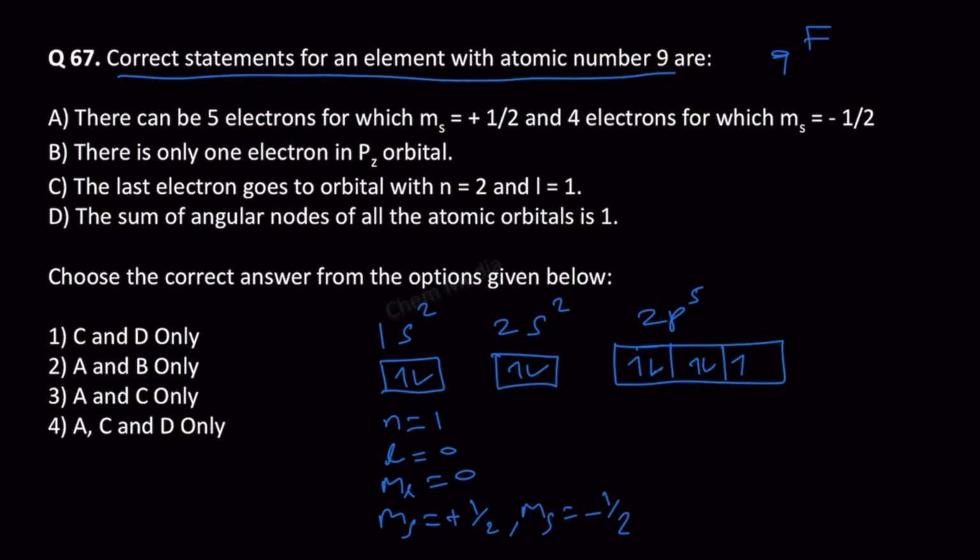Likewise for 2s2, but here the n value is equal to 2. And likewise for 2p, here the n value is 2 but the L value is 1 because it is p orbital.